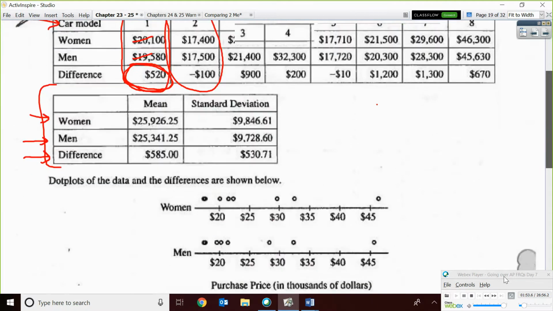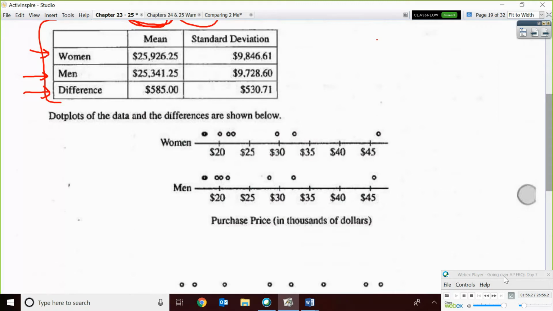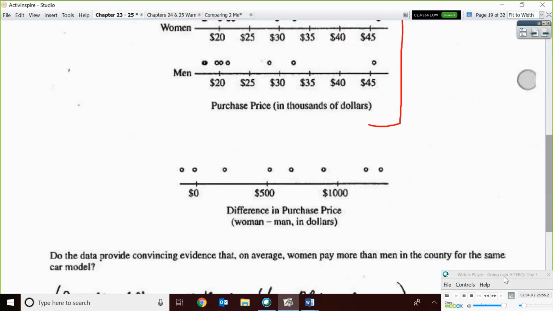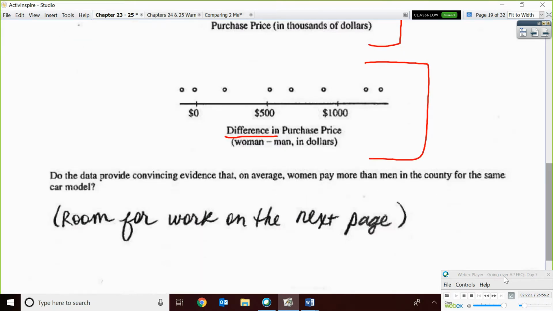Okay, so we are going to go with this being paired data, and this is nice. They give us the dot plots for both of them, interestingly enough, and then they give us the dot plots for the differences between them. Again, they're doing this because they don't want to lead you to which test to choose. They've given you all the stuff that you could do if you were doing 2 means or paired. So do the data provide convincing evidence that on average, women pay more than men? So here's how that looks.